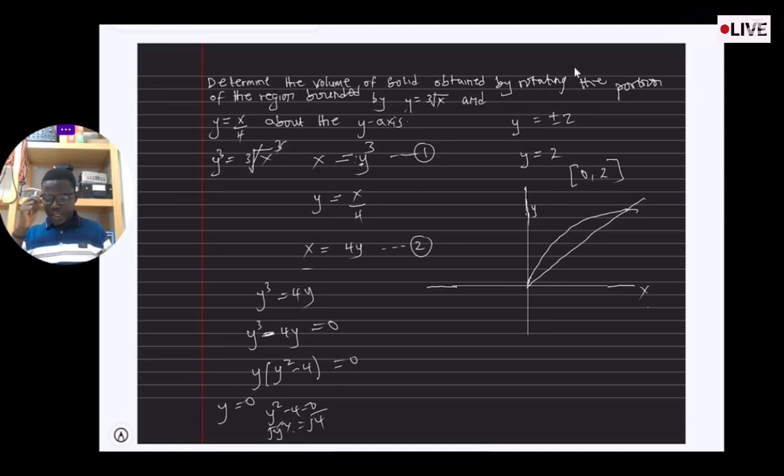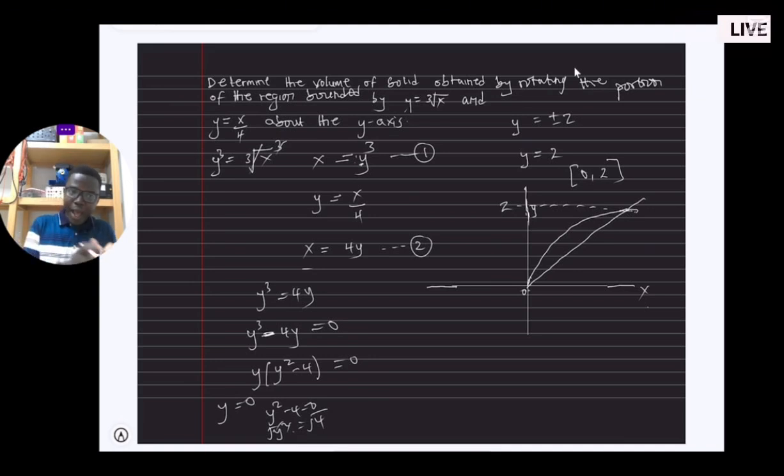So if it looks something like this, what do we do again? The next thing, we know that this one is 0, and then the next meeting point of the y value is what? 2. If we are revolving around the x-axis, then we have to find the x value at the meeting point so that we can indicate it here. In this case, we don't need it. So let's move straight to the point and then do what we want to do.